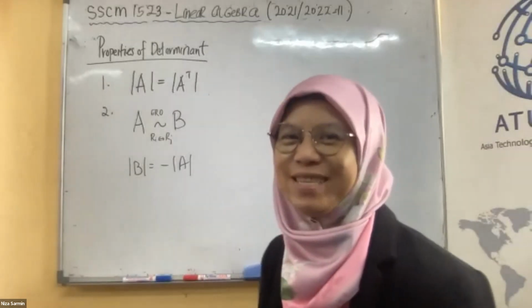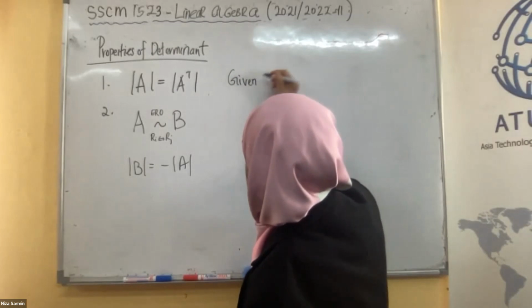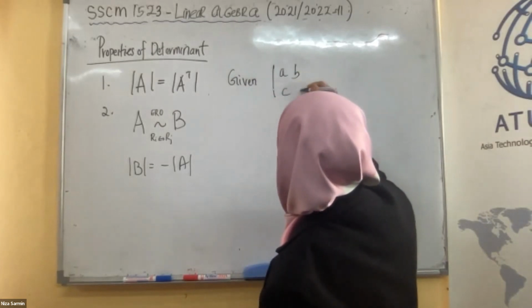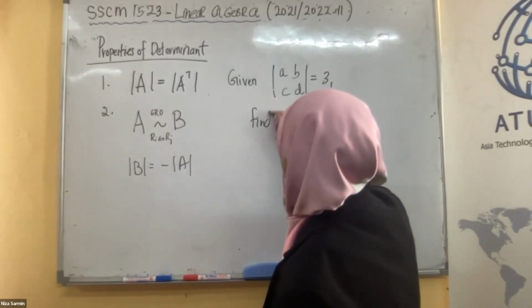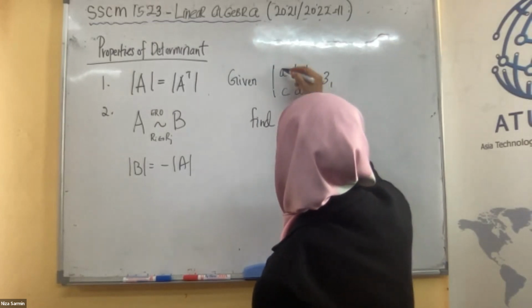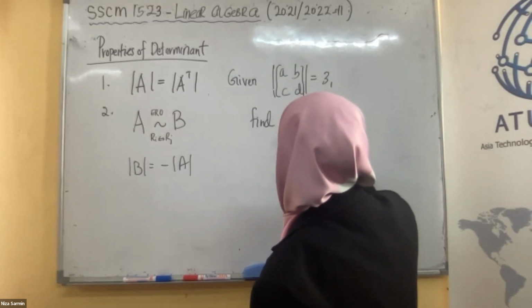Let me just give you an example before I erase the property. So if you are given the determinant of the matrix A, B, C, D is 3, find... I better put this so you see it's a matrix: A, B, C, D.